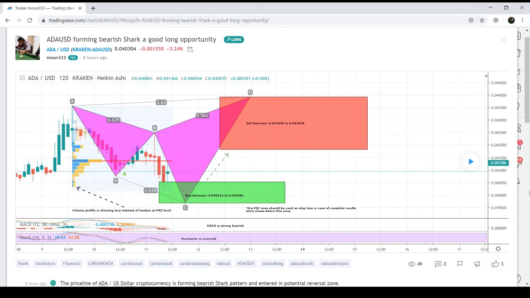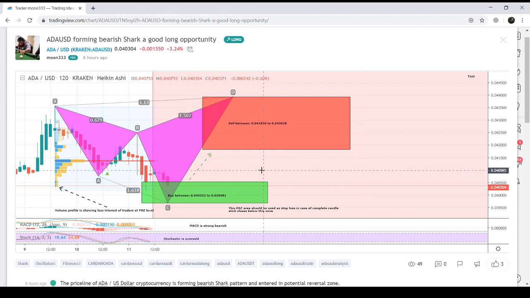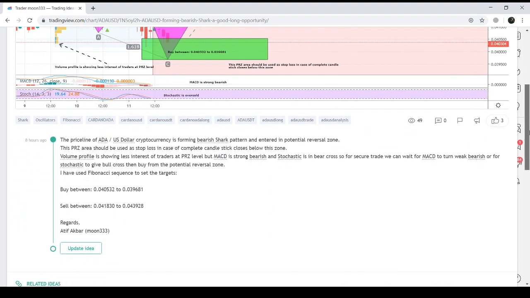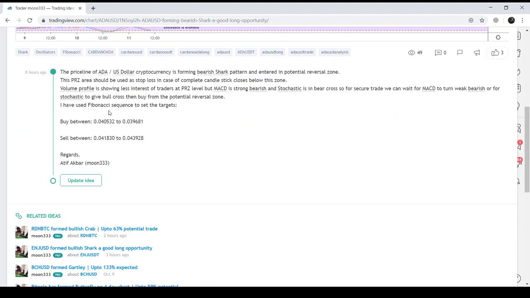Our next cryptocurrency or altcoin for today is Cardano US dollar, the ADA US dollar, and on this chart we can see the price action is forming a bearish shark pattern and has entered the potential reversal zone. Even if I play the idea, we can see the price action has completely entered the potential reversal zone. And these are the targets I have defined here. You can also find these targets in the chart description.